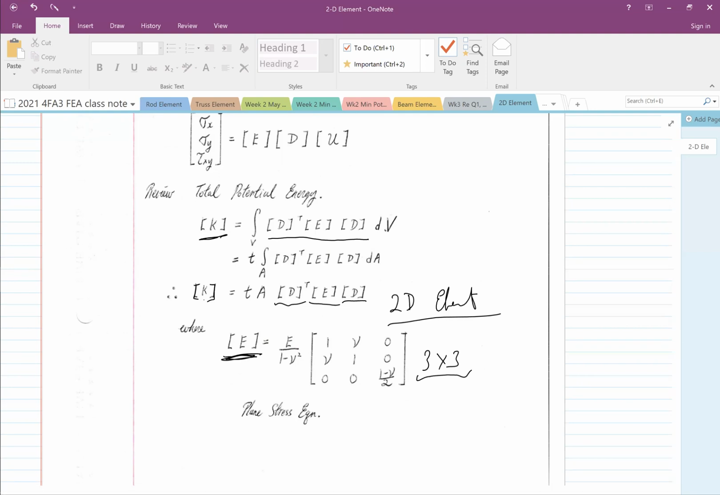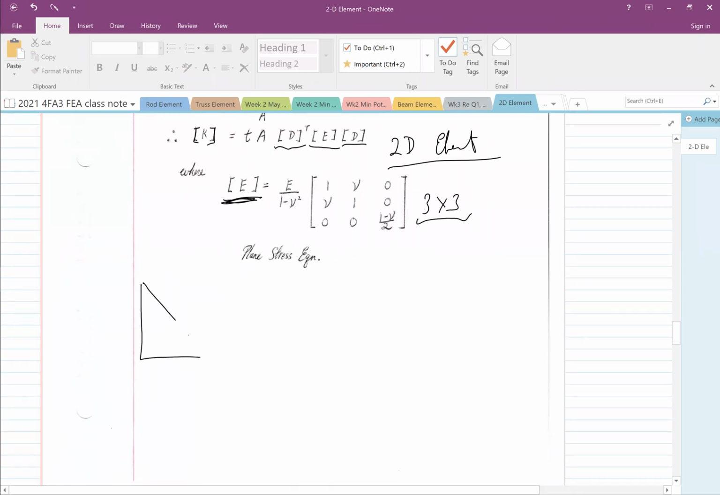Now I have a question for you. What's the size of that stiffness matrix? The 2D element stiffness matrix, what is it? 6 by 6. If I merge two 2D elements together, very likely what, okay, this is one element, right? If I have two 2D elements, what's the size of this matrix? 8 by 8. Correct.